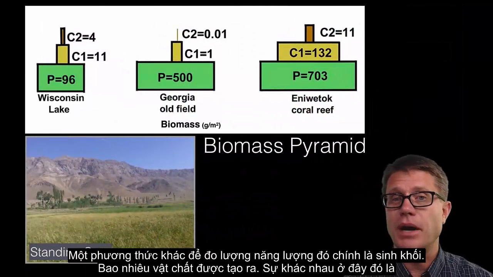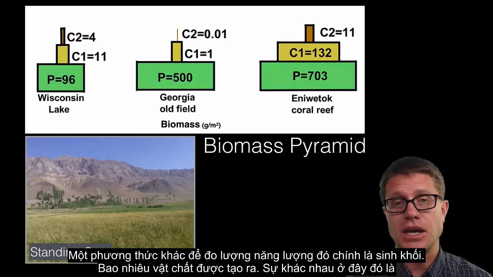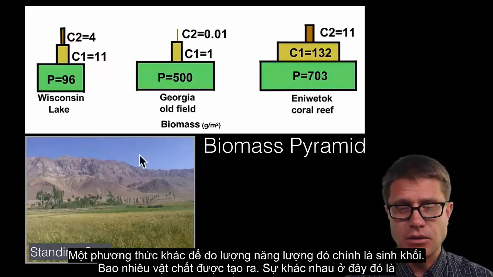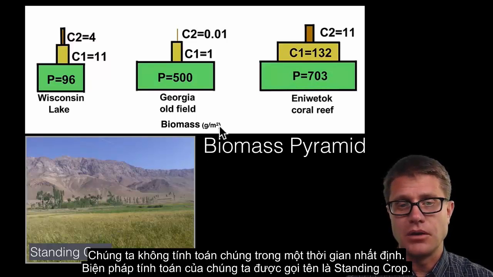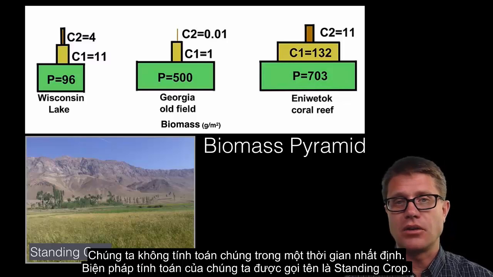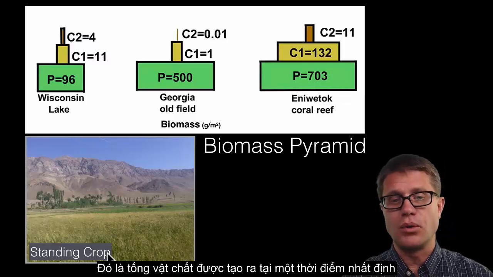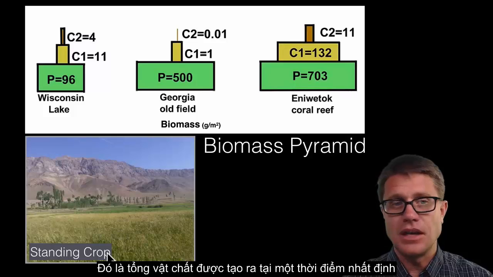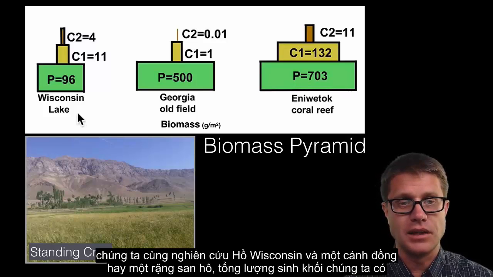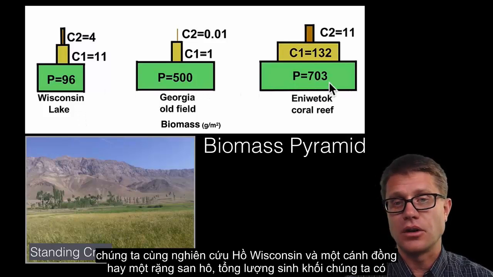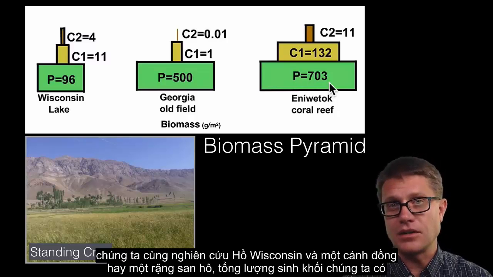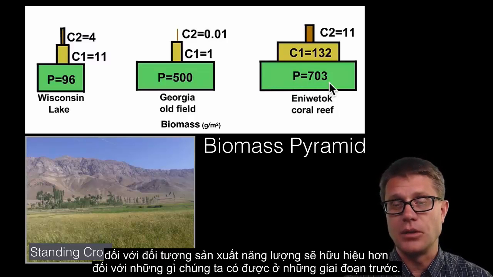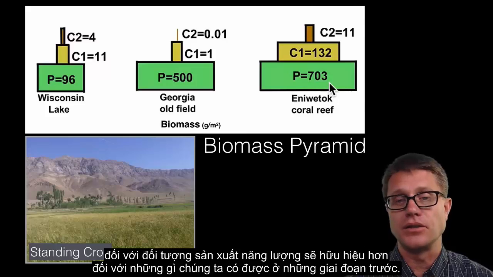Another way to measure it is biomass, just how much material is made. What's different here is that we don't measure it over a given period of time. We measure what's called standing crop. It's the amount that's there at one point in time. But you can see the same thing occurs if we're looking at a Wisconsin lake or a field or a coral reef. The amount of biomass that we have at the producer level is going to be way more than we have at the levels above it.